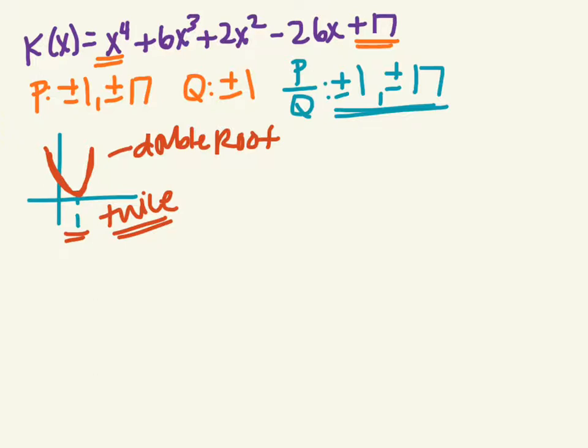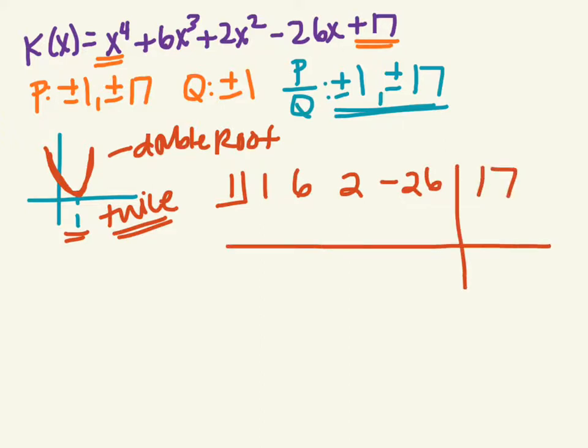So we're going to start off by using 1 for synthetic division. We're going to use the coefficients from the original problem: 1, 6, 2, -26, and 17. Another way you can tell you're going to have to use synthetic division twice on this problem is that your original polynomial is an x to the fourth. Typically you use synthetic division enough times to get what's left over to be an x squared equation. Since each time you use synthetic division you can only decrease the power by 1, to get from x to the fourth to x to the second, you're going to have to do it 2 times.